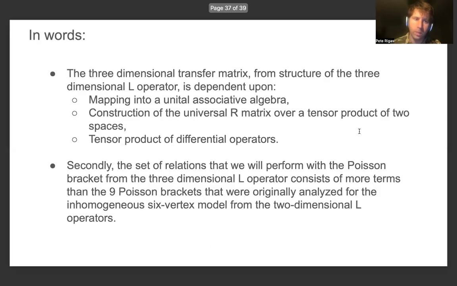computations. And so, in words, the three-dimensional transfer matrix from the structure of the three-dimensional L operator is dependent upon mapping into the unital associative algebra, construction of the universal R matrix over a tensor product of two spaces, as well as a tensor product of differential operators. Like we had mentioned, the D1 and the D2 terms are obtained by either taking the tensor product of D with the identity operator or interchanging the order of the identity operator with the tensor product in the differential operator. But secondly, the set of relations that we will have to perform with the Poisson bracket for the three-dimensional L operator consists of more terms than the 9 Poisson brackets that were originally analyzed for the inhomogeneous six-vertex model from the two-dimensional L operators.